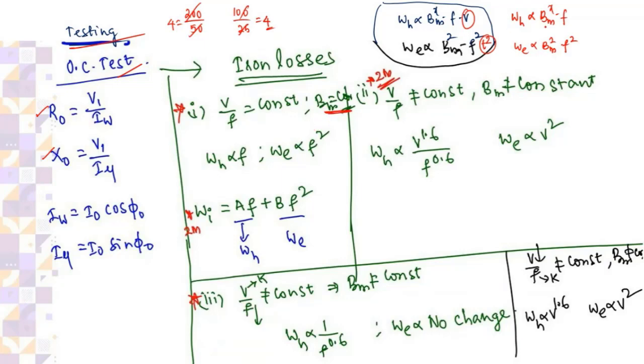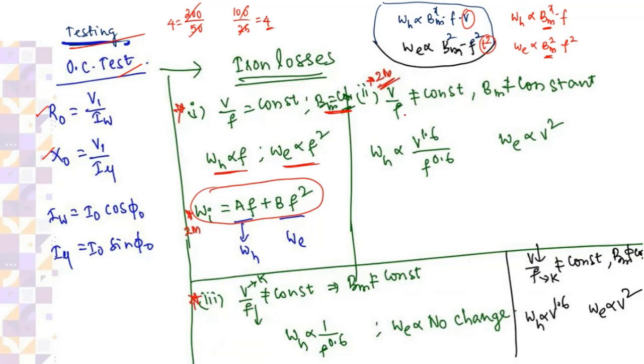So flux density is constant. If the flux density is constant, I can write hysteresis and eddy current losses as proportional to frequency and proportional to frequency square. And from this one, you can take up Wi equals A times f plus B times f square. And this is where we use this formula to separate iron losses into hysteresis and eddy current losses.